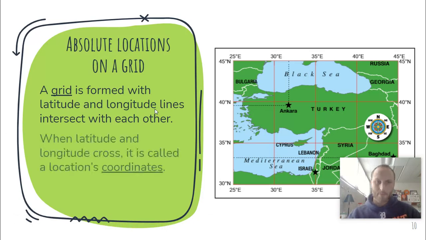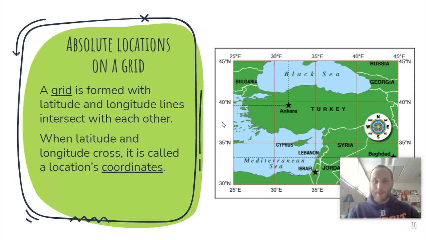When latitude and longitude lines cross, that means it's a coordinate. If I was looking right here, for example, where my white cursor is, that is going to be 40 degrees north, 40 degrees east, because that is where those two lines cross. Or if I was down here, this is 35 degrees north and 30 degrees east, because they cross together there. And if I'm at a point that's between those lines, that's when I have to estimate a little bit and give a good idea.